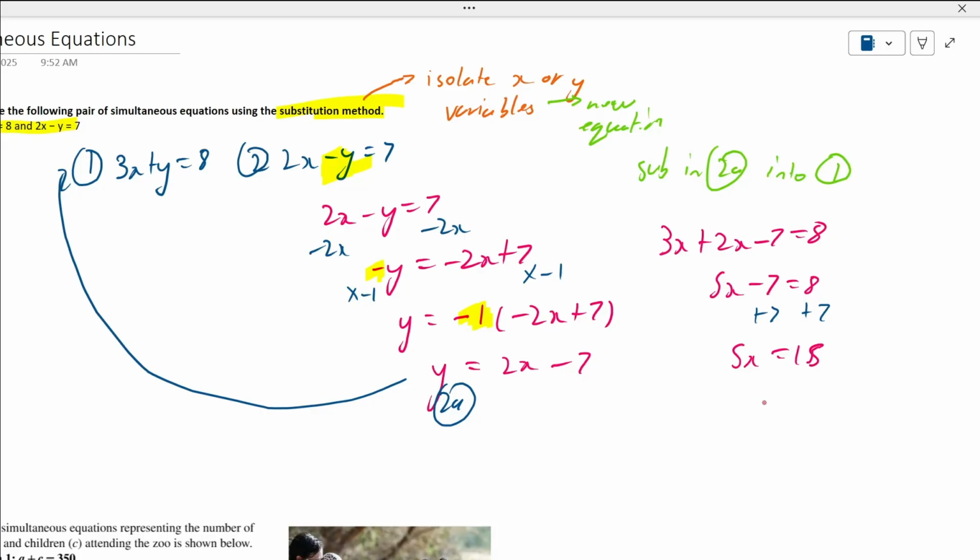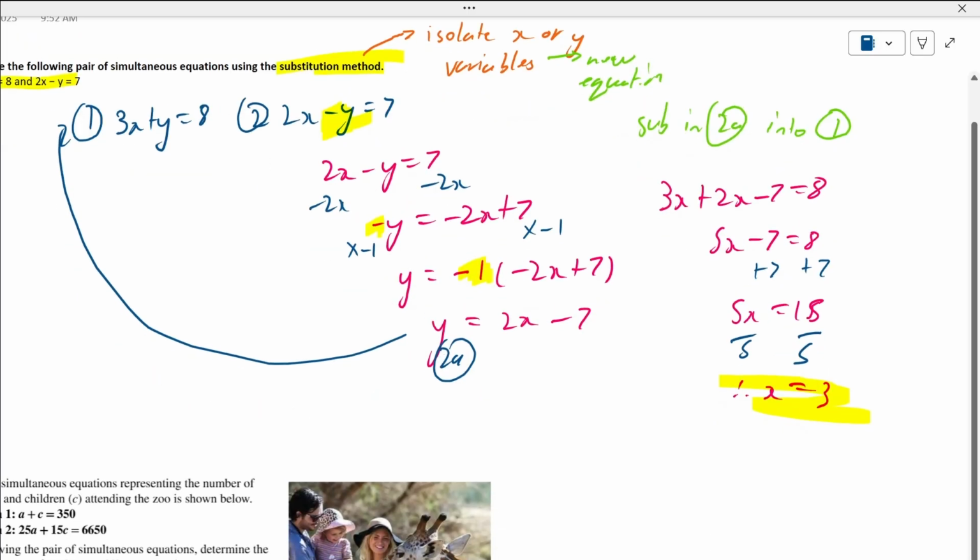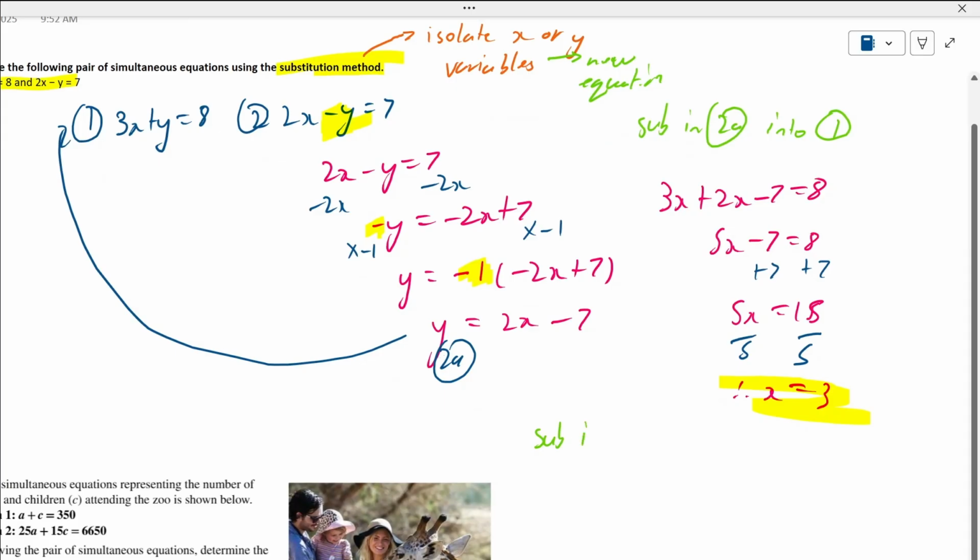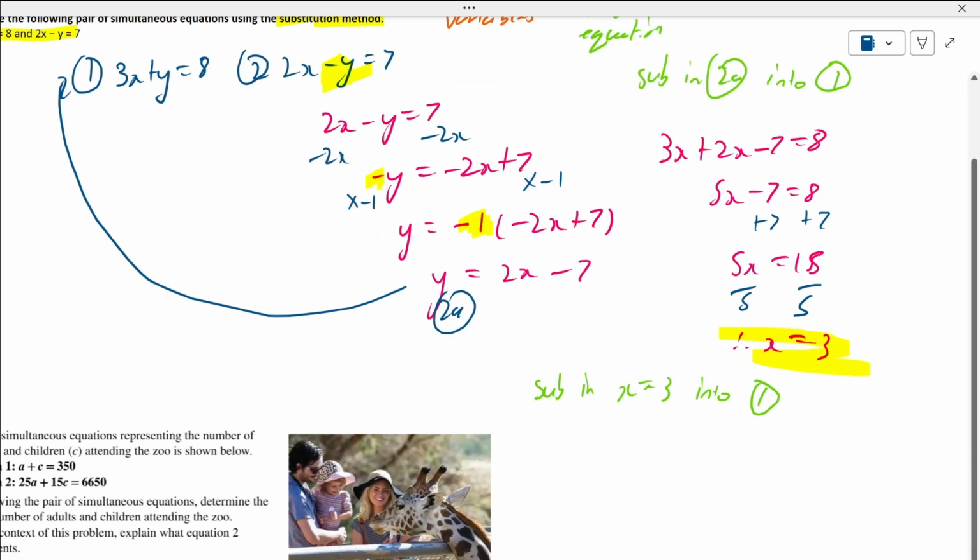And then after that, I'm going to divide on both sides by 5. So divide by 5, divide by 5. Therefore, x equals 3. Great, so we have got one of the variables. So now the next step of what we're going to do is actually sub in x equals 3 into one of the equations. It could be either equation 1 or equation 2, but I'm going to stick to equation 1 since we've been focusing on that before. So let's sub into equation 1. So what's x equals 3? So 3 multiplied by 3 plus y equals 8.